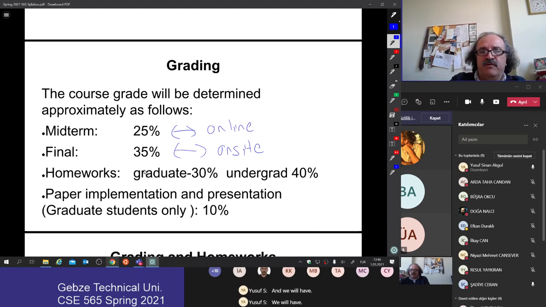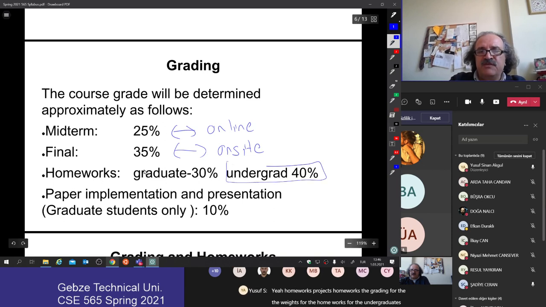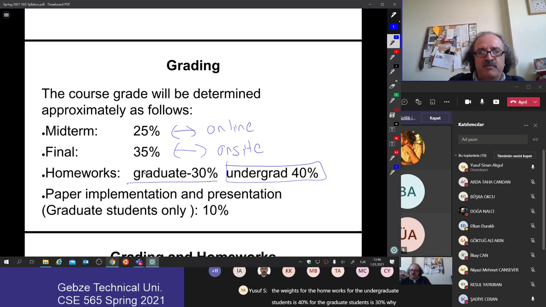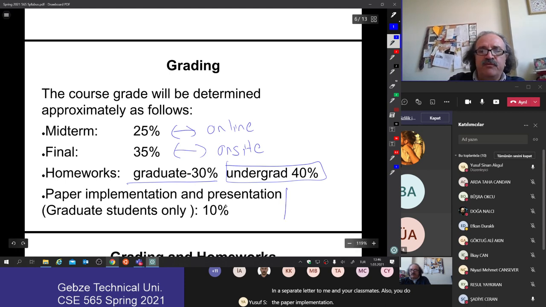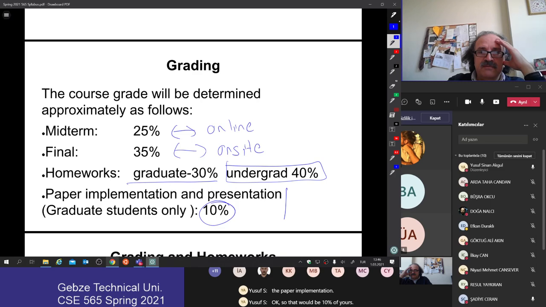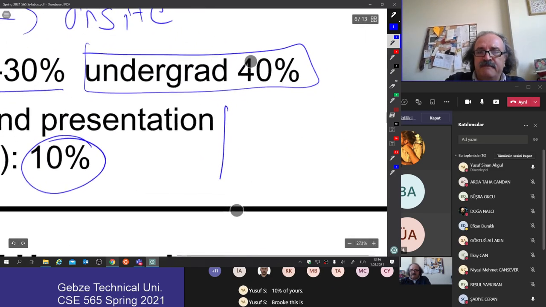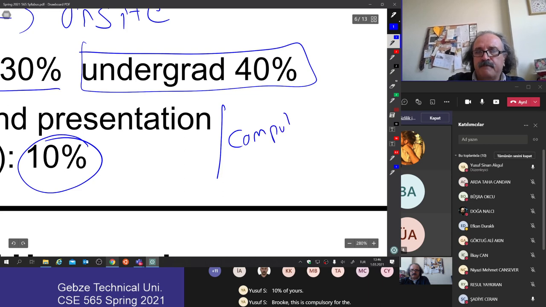And we will have homeworks and projects. The weight for the homeworks for the undergraduate students is 40%. For the graduate students it is 30%. Why? Because for the graduate students, I will ask you to choose a paper, one or two papers. You are going to present those papers in a separate lecture to me and your classmates. Also, you do the paper implementation. That will be 10% of your work. This is compulsory for grad students.